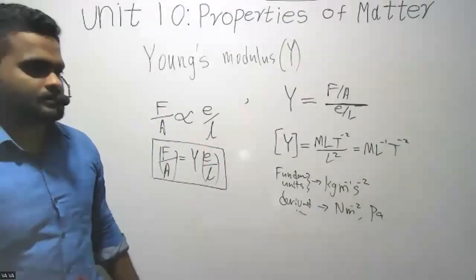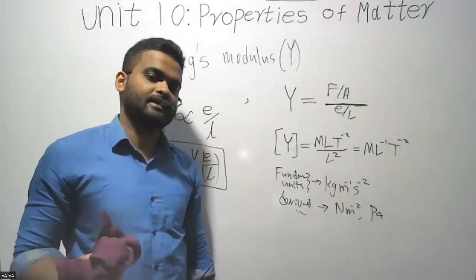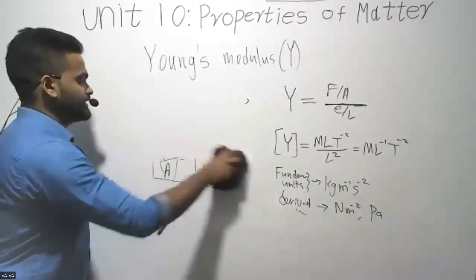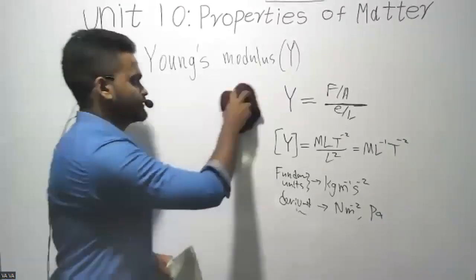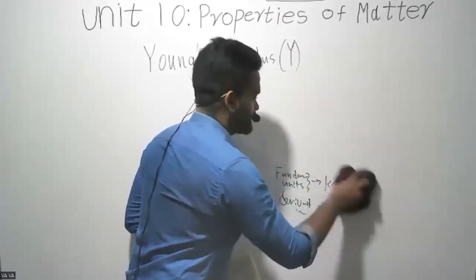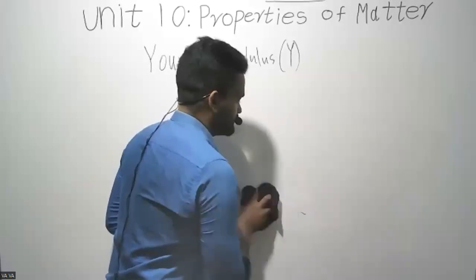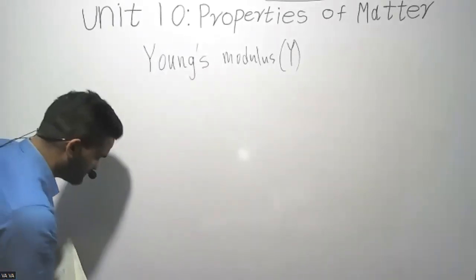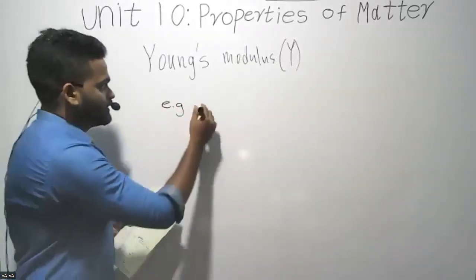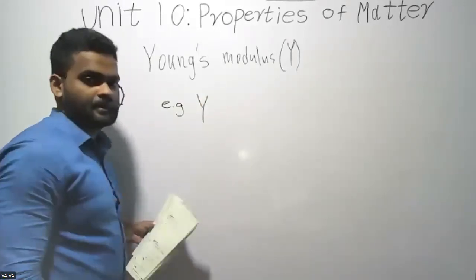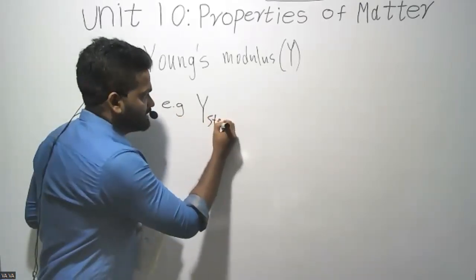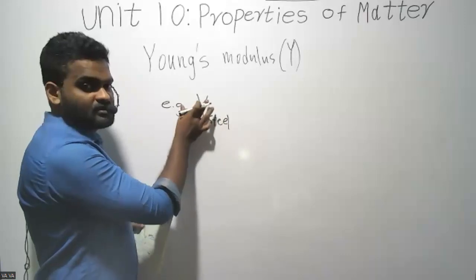So now we know what stress is and strain is and Young's modulus. Those are the three key terms, right? Stress, strain, and Young's modulus. Then write, below that write, example. So this Young's modulus only depends on the material, right?